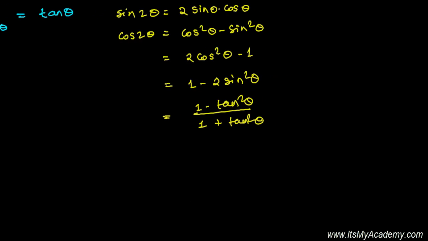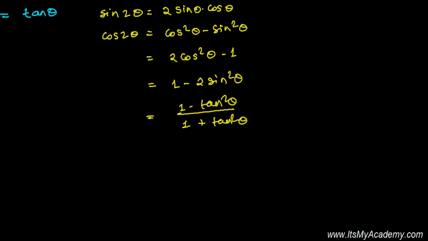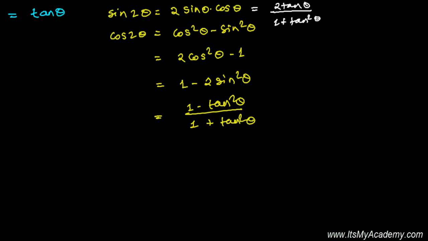And similarly for sine 2 theta, we have one more formula in the tangent format. It is 2 tan theta divided by 1 plus tan square theta. So these were the formulas of sine 2 theta and cos 2 theta. Basically this much we need to learn.